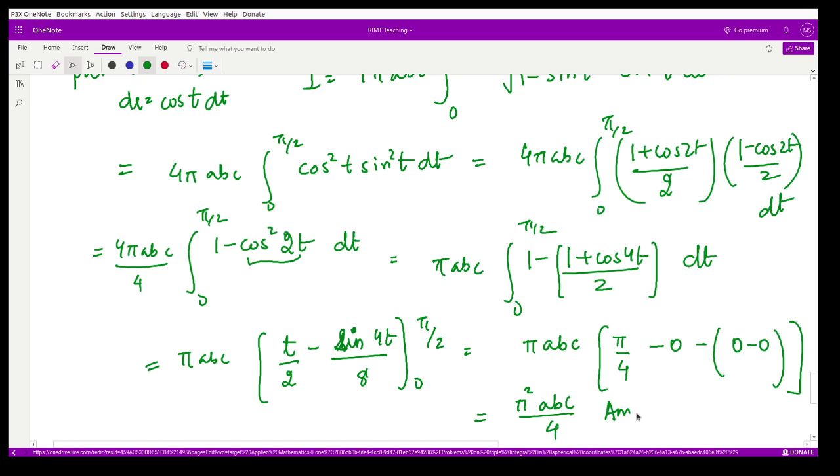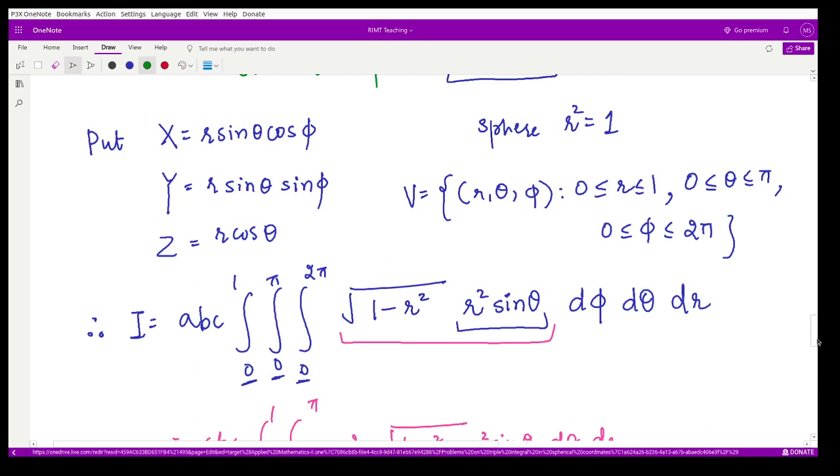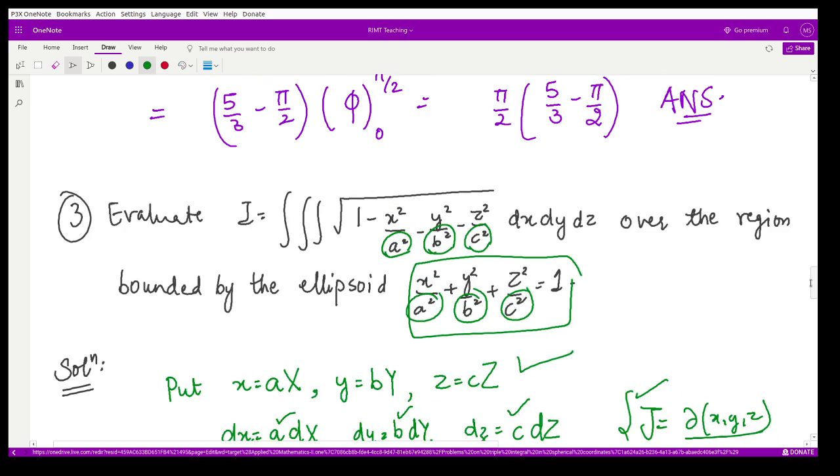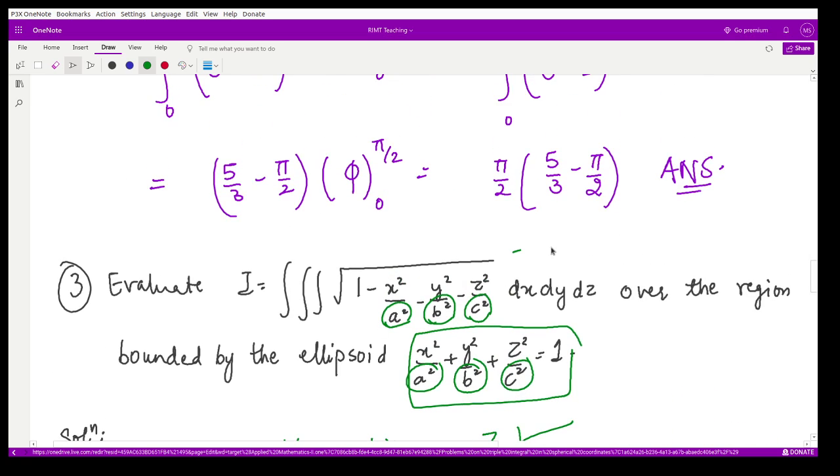So this is the answer corresponding to this particular question. So the value of the triple integral, this one, is equal to pi square ABC divided by 4.